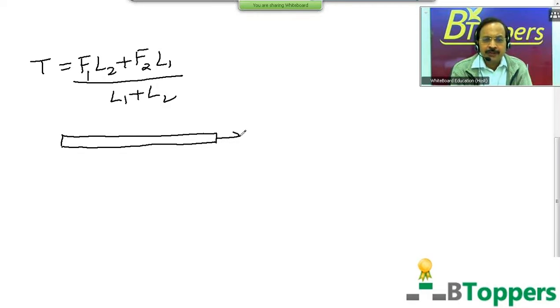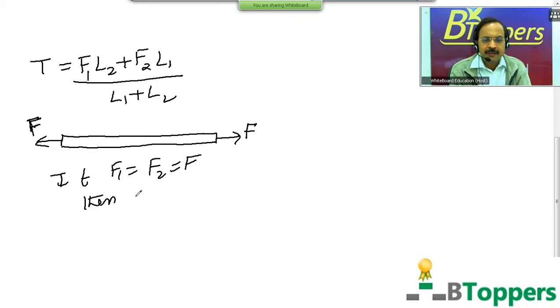Suppose you consider a thin uniform rope or metal wire pulled by forces of the same magnitude F applied in opposite directions. That means if F1 equal to F2 equal to F, that means forces of the same magnitude are applied at each end.